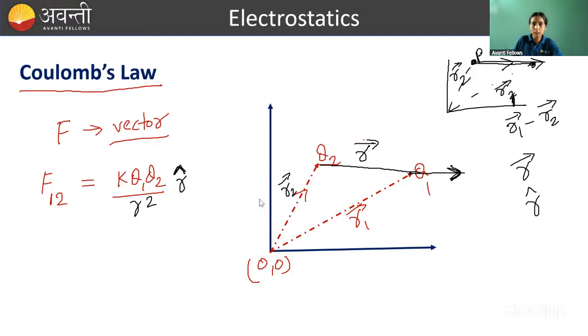If I say here, suppose Q1 is negative. Let's say it's negative. In that case, the force acting on 1 because of 2, the magnitude will remain the same, k q1 q2 by r squared. What will the magnitude be? Same. What will the direction become? Since now q1 will get attracted towards q2, its direction will be opposite to the r vector.